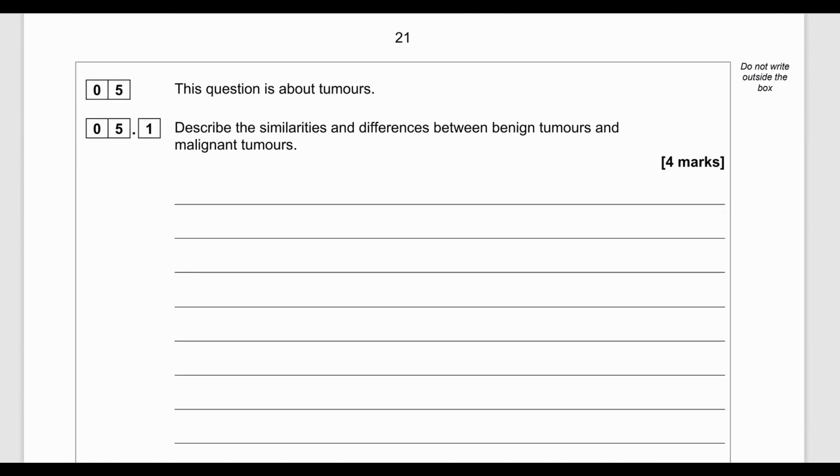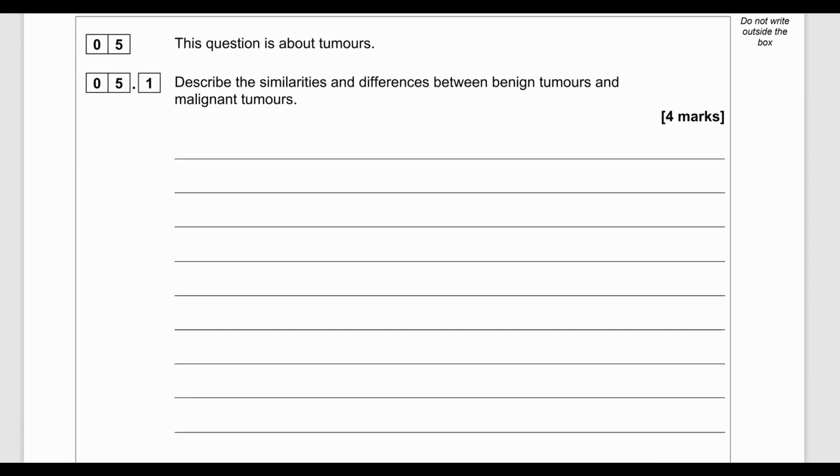Question 5. This question is about tumors. 5.1. Describe the similarities and differences between benign tumors and malignant tumors. 4 marks. So reminding ourselves about what tumors is linked with, it's linked with the term cancer. So let's define cancer first, and that is uncontrollable cell division.